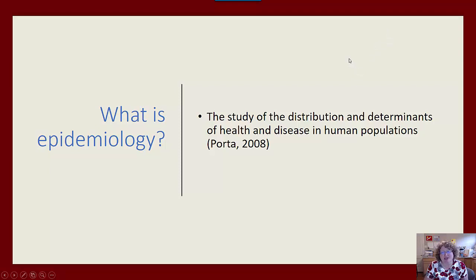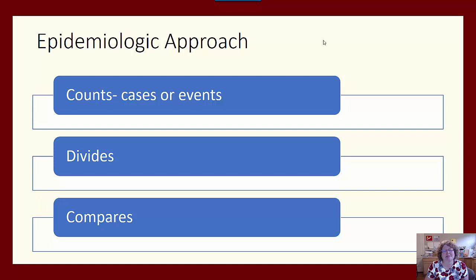So in epidemiology, we study the distribution of disease. Who is having this disease and who is not? Why is the disease happening? Where is it happening? These are all things that we look at and study to help control and improve the health of the population. So the epidemiological approach includes looking at counts.